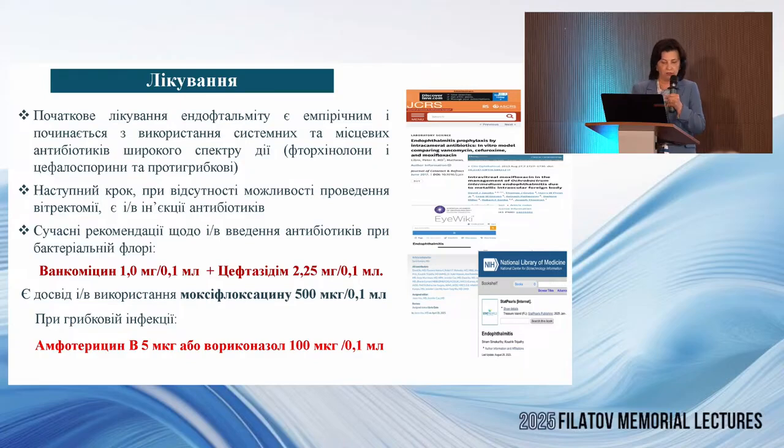The indications are as follows: 1 milligram of vancomycin for bacterial microflora, together with ceftazidime in one syringe, influencing both gram-positive and gram-negative germs. The dose of ceftazidime is 0.25 milligrams per 1 milliliter, so both drugs can be injected in one syringe, providing a wide spectrum of activity.